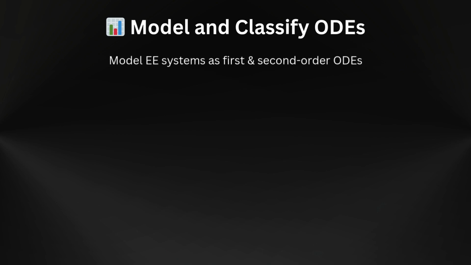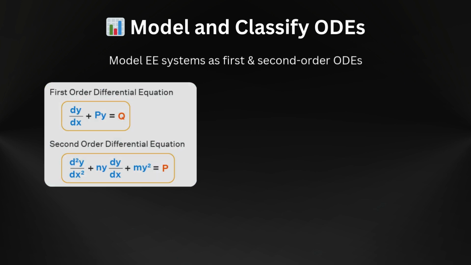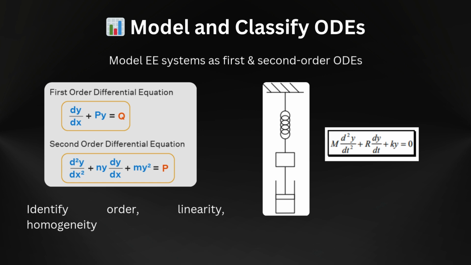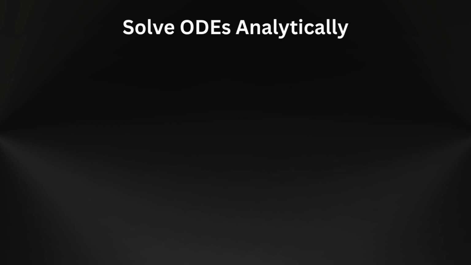You'll start by learning how to model and classify different types of ordinary differential equations based on their order, linearity, and homogeneity. You'll practice translating real physical systems into first and second order ODEs that describe how those systems evolve. Next, you'll dive into analytical techniques, learning how to solve first-order equations using separable forms, integrating factors, and exact methods.